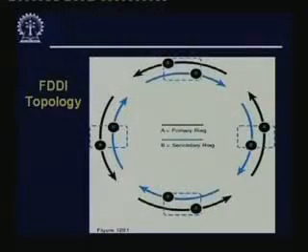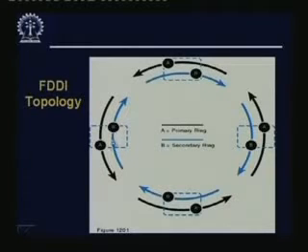So, this is just an FDDI topology, just like we have two rings. A is known as the primary ring, which is shown in blue, and the secondary ring is shown in black. The primary ring is the one which usually carries all the data, and then there is a secondary ring which is used for fault tolerance purposes.